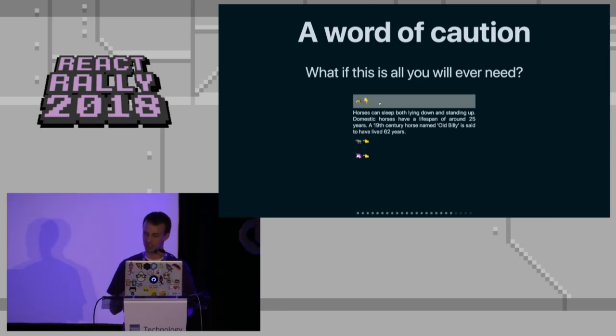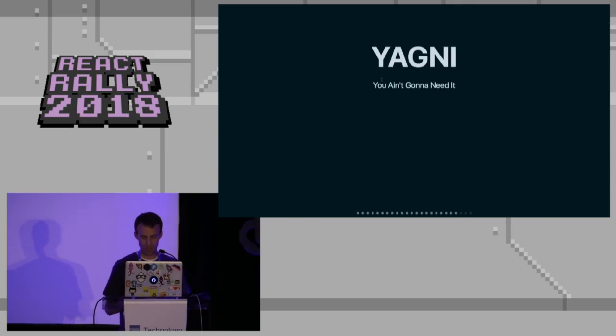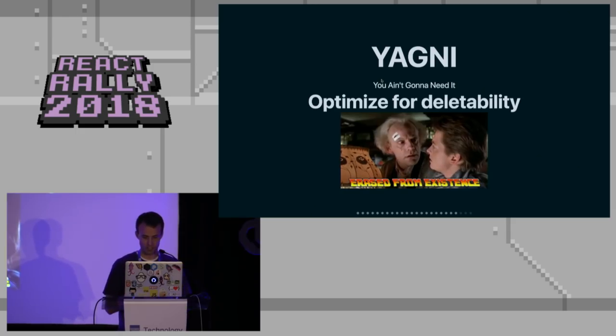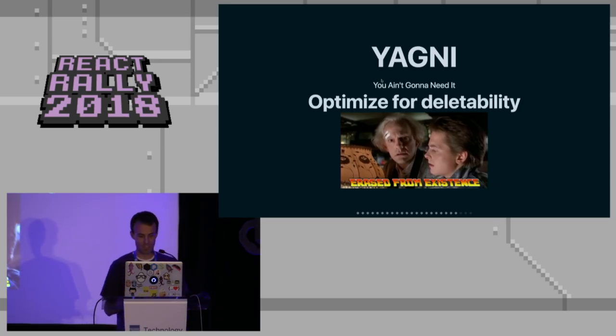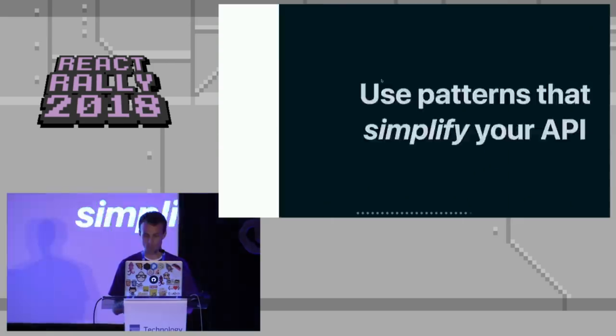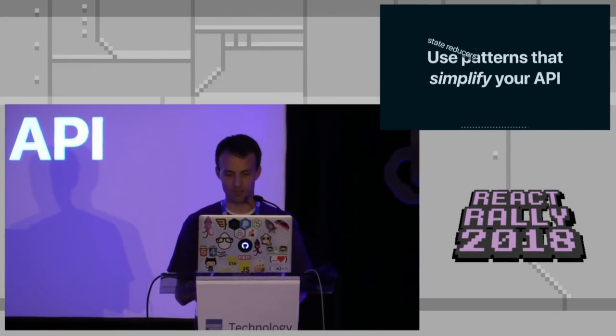And then when additional use cases come up, that's when you start looking into how we can make this more flexible so we can support not only the new use case, but a lot of other use cases that are coming up. You ain't gonna need it. You should be optimizing for deletability, because everything eventually will be erased from existence. In other words, listen to Michael. Smart dude there.